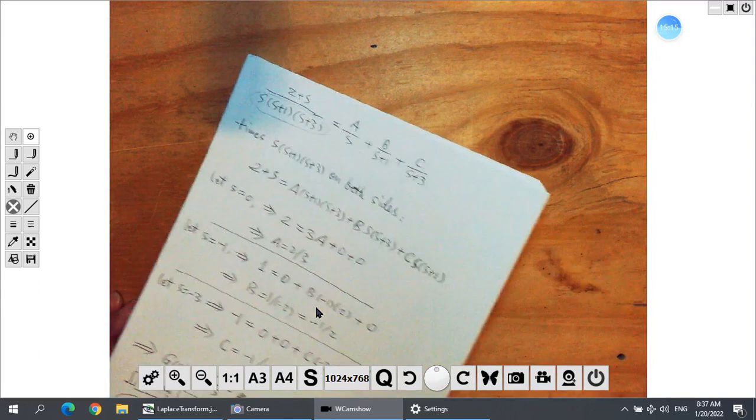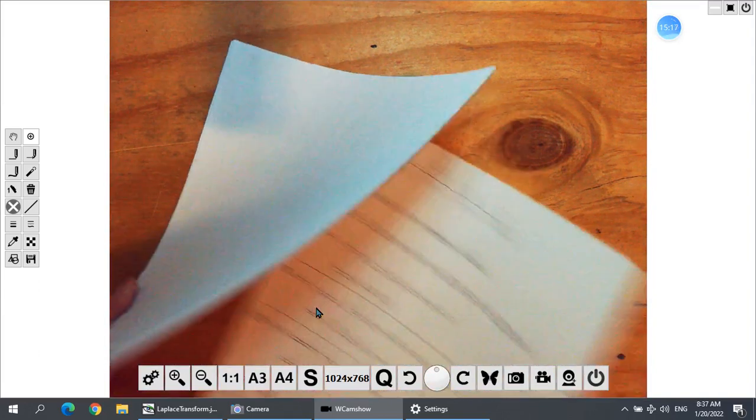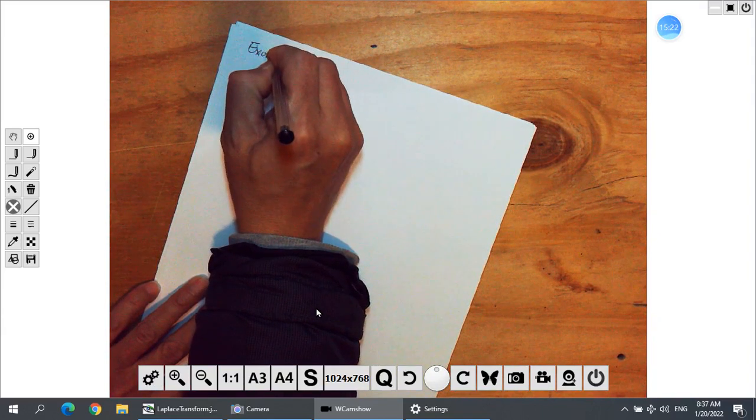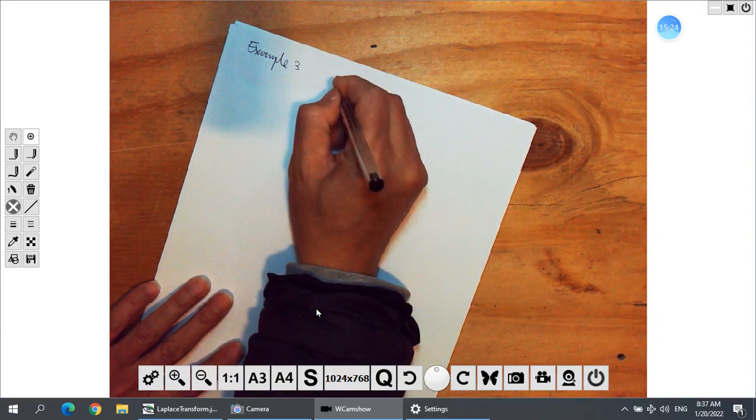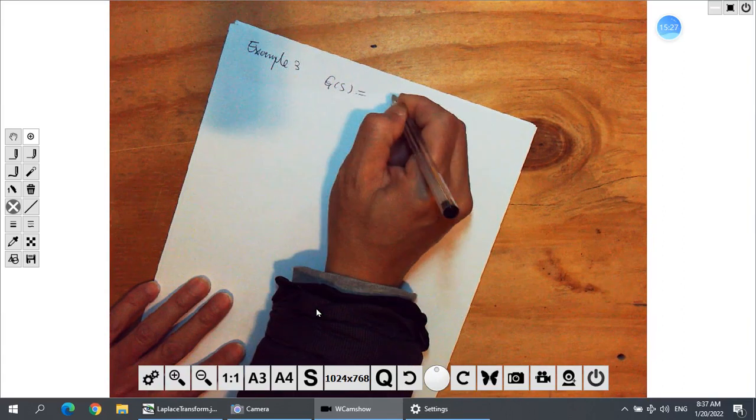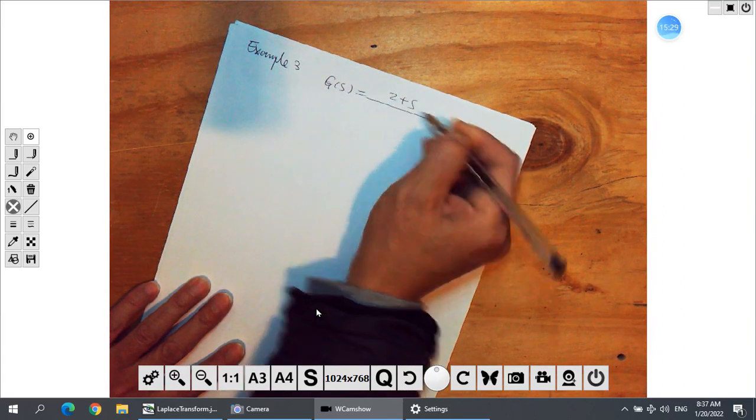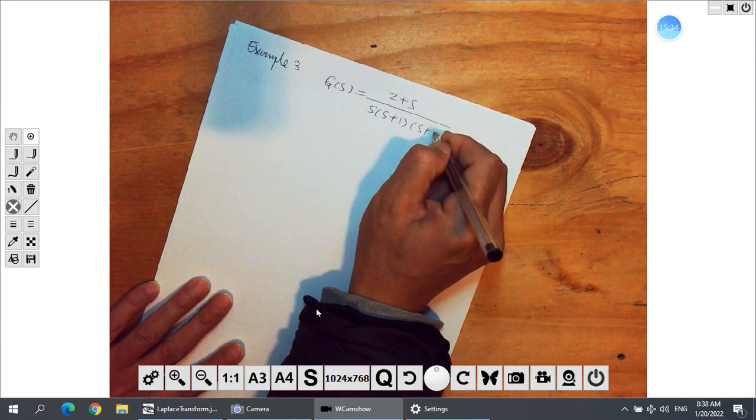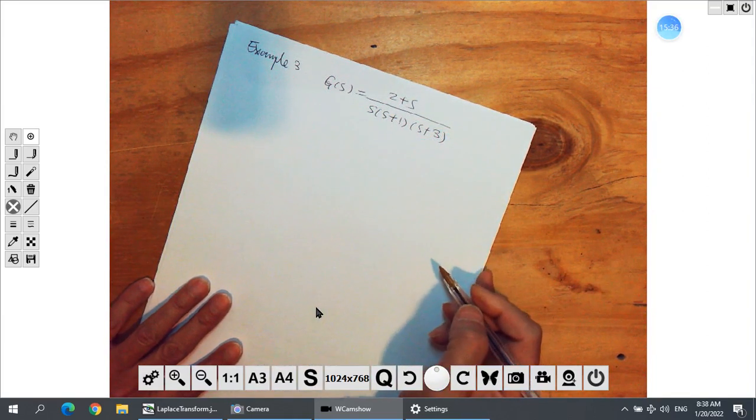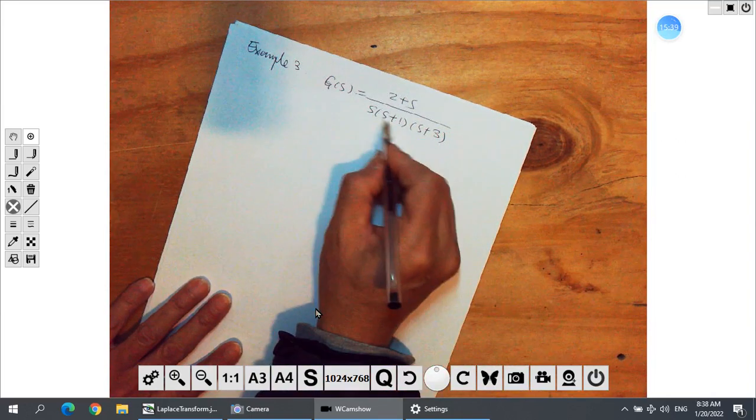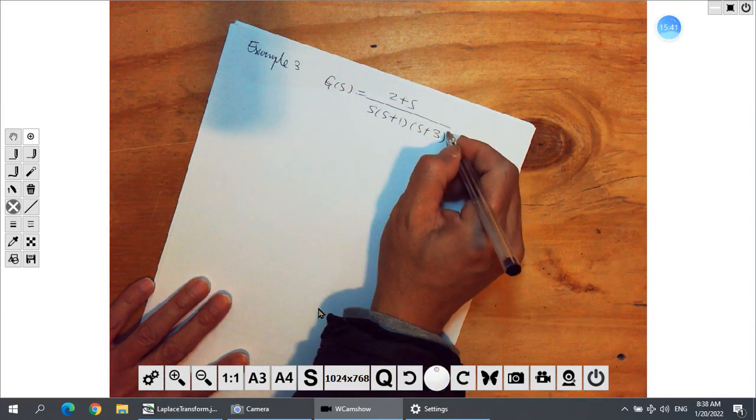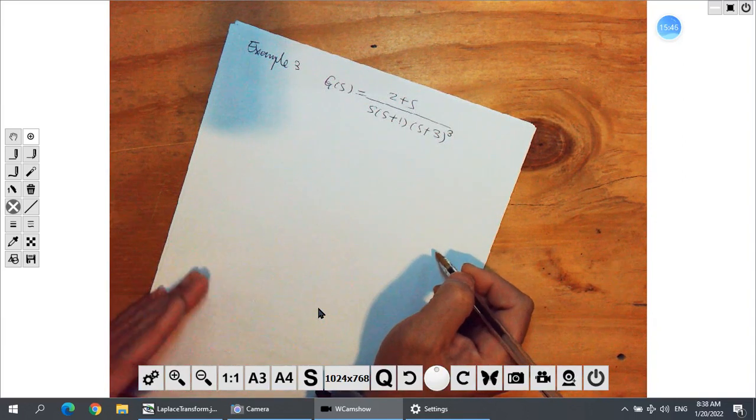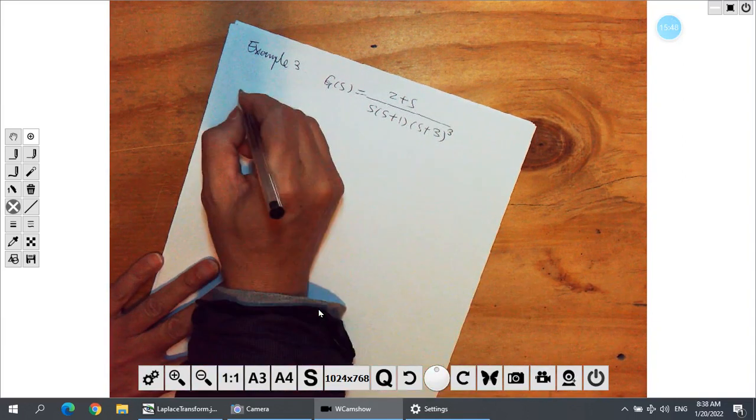Okay, now we consider more complex cases. Example 3: G(s) equals 2 plus s, same numerator. In the denominator I have s, s plus 1, s plus 3, but I need a power in some of these terms. For example, I put a power of 3 here. Then what can we do? Okay, we still use the partial fraction method.